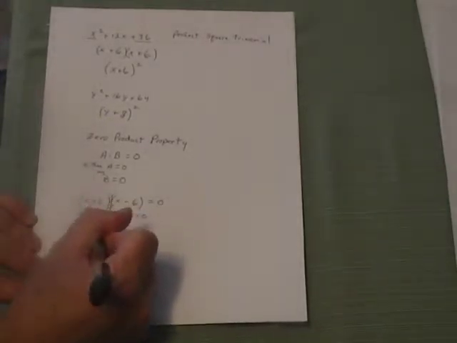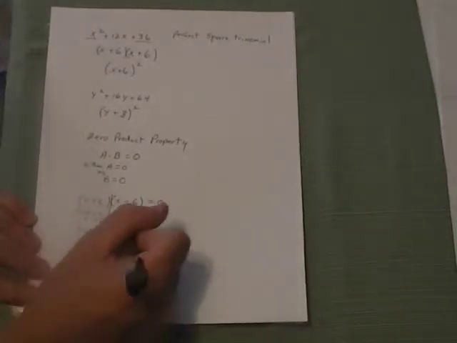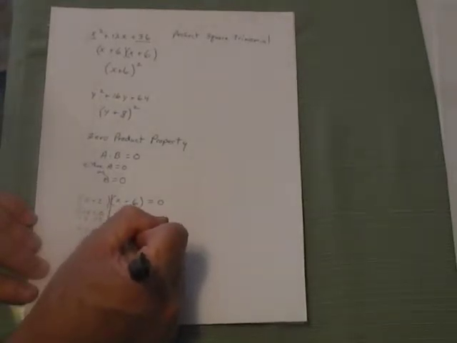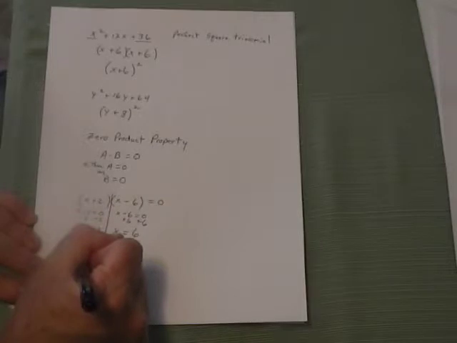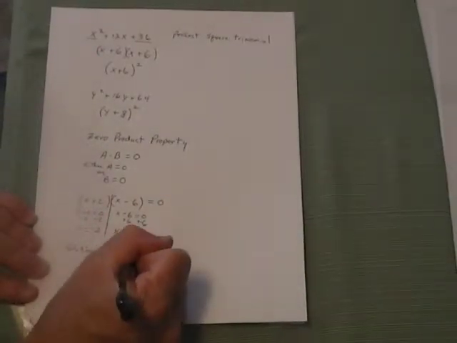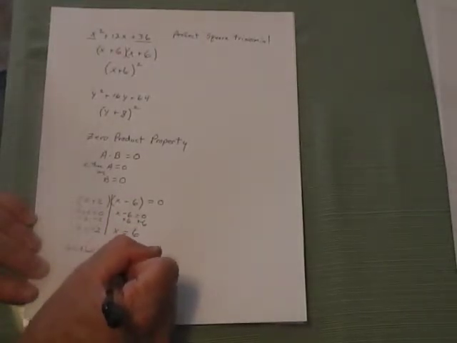So we're going to subtract 2 from both sides. So x is going to be -2 for here. We're going to add 6. So x is going to equal +6. So our solution then is x can either equal -2 or x can equal 6.